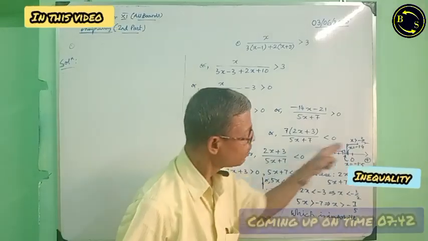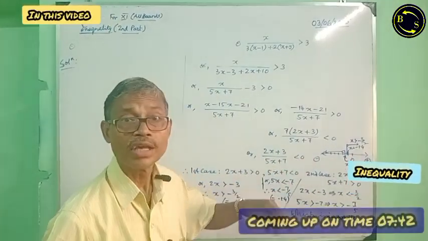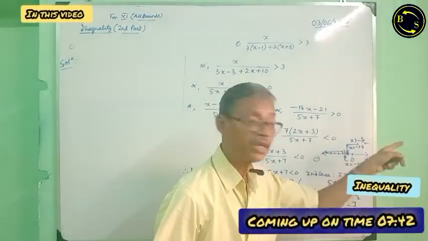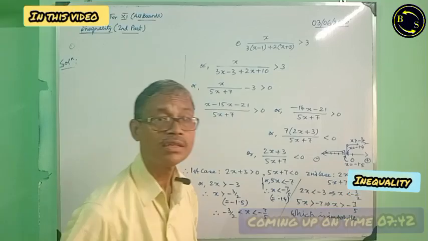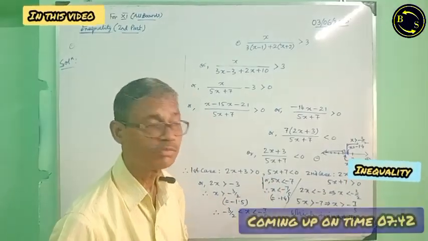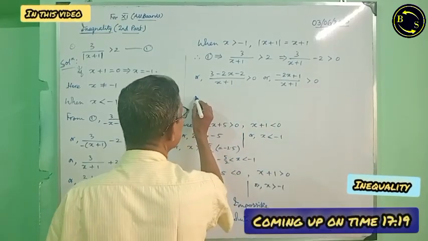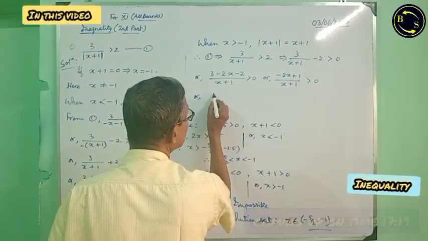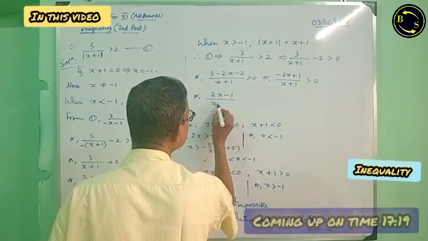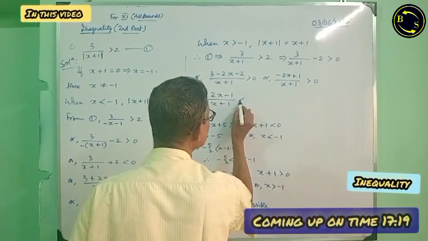Now we see from this representation there is no x which is both greater than minus 3 by 2 and less than minus 1.5. Now multiplying both sides by minus 1 we get 2x minus 1 by x plus 1. This one will be reversed.